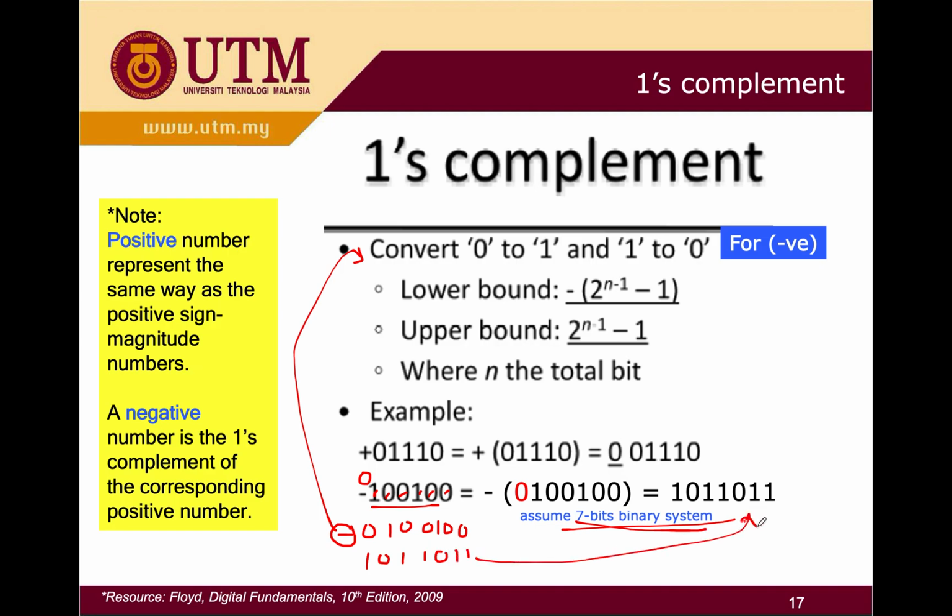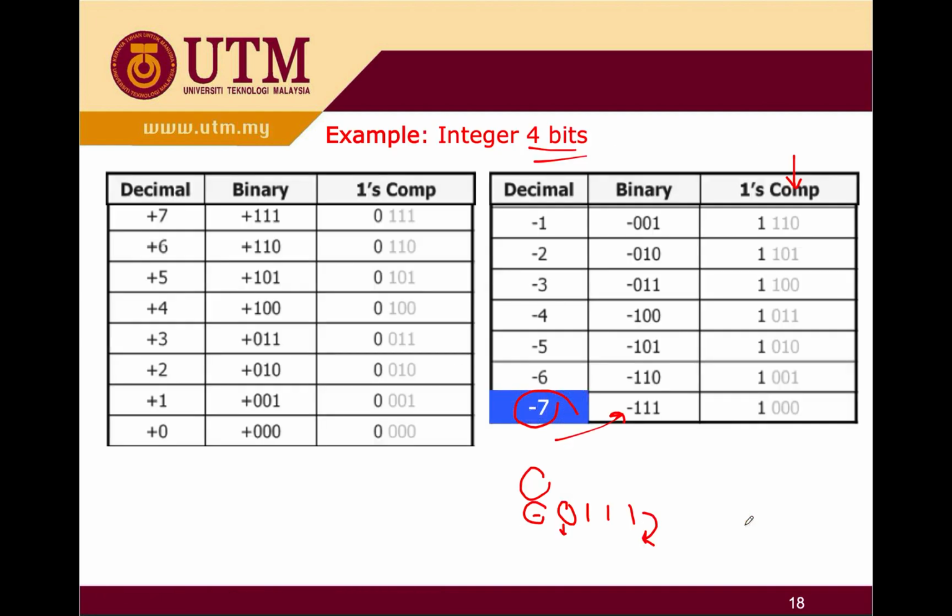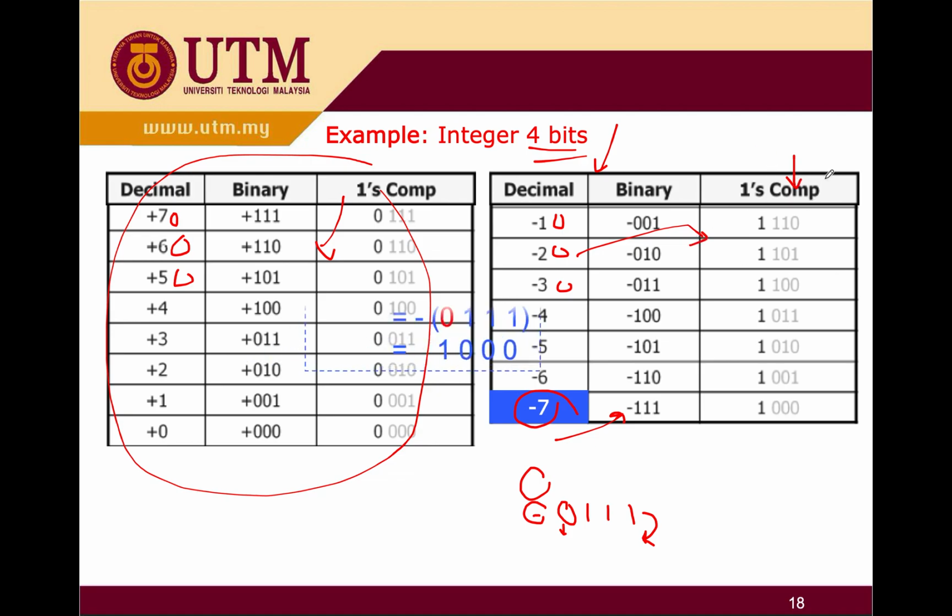Same goes here. Is it okay? So please try to convert it all by yourself, maybe 70, 60, 50. This one is quite easy because you just add 0 in front. But how about negative? For first complement, let's say you try negative 10, negative 20, negative 30. Try it by yourself to see how you're going to get the first complement result.